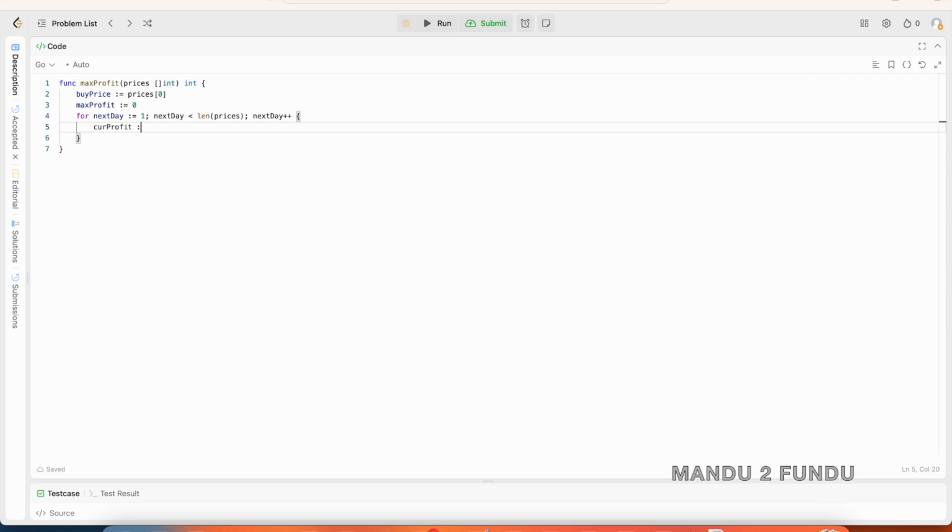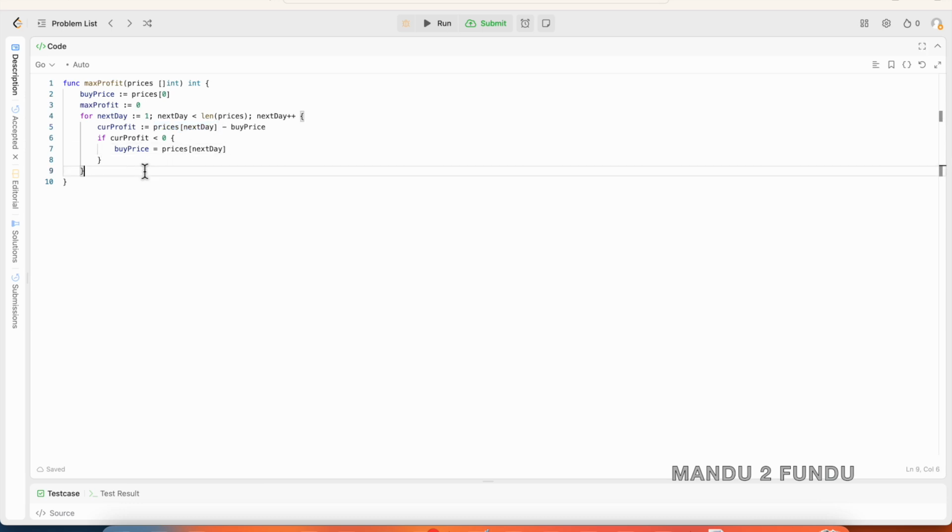In each iteration I compute the profit with respect to the last buy price. If it is negative, meaning we lose, we simply update the buy price to the next day price. Else we update the max profit. After all the elements are processed, finally we return the max profit.